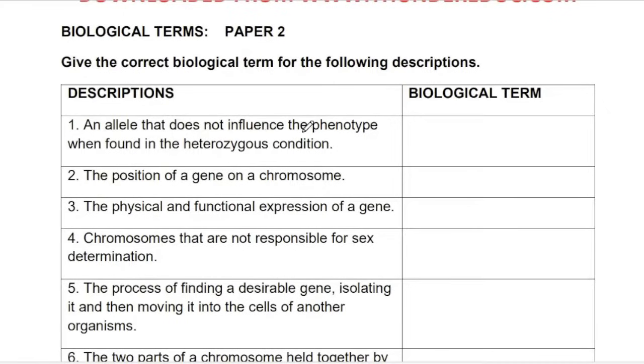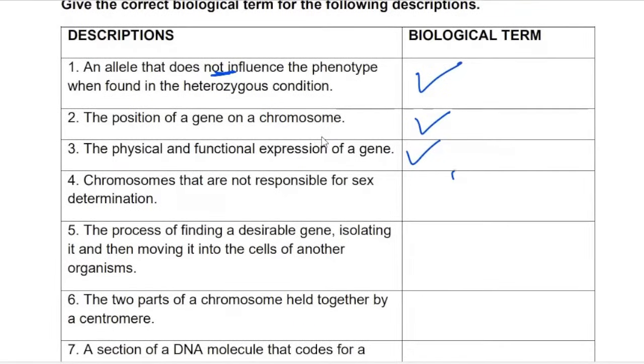Number one: the allele that does not influence the phenotype when found in heterozygous state. So this allele does not influence, which means it is a recessive allele. The position of a gene on a chromosome, we call it a locus. The physical and functional expression of a gene, we call it phenotype.